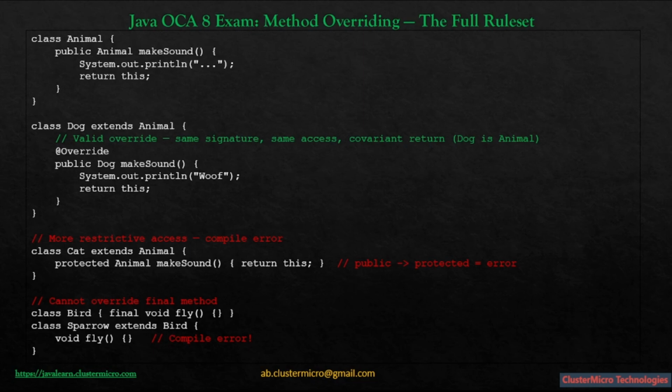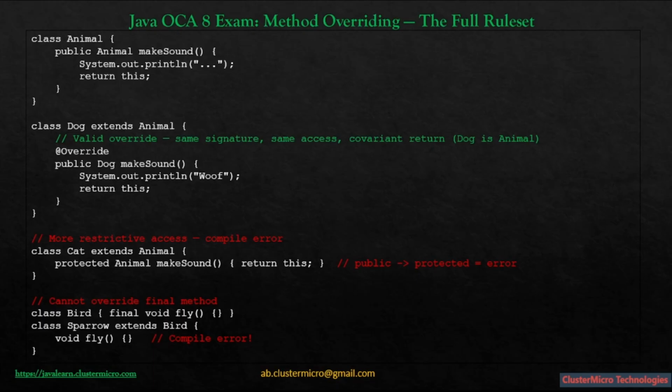So the reasoning is based on polymorphism. If code calls makeSound through an Animal reference, it expects public access. If the actual object is a Cat and Cat's version is protected, that access suddenly fails. The child cannot make things harder for callers than the parent promised, right? So the rule is access can stay the same or become more permissive. It can never become more restrictive. Public to protected is always a compile time error.